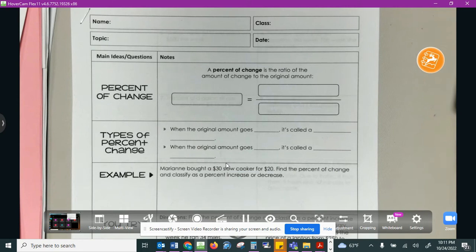About percent of change. So with percent of change, it's the ratio of the amount of change to the original amount. We've been in percents for the last 2 weeks or somewhere around that. So let's go ahead and jump right on in.